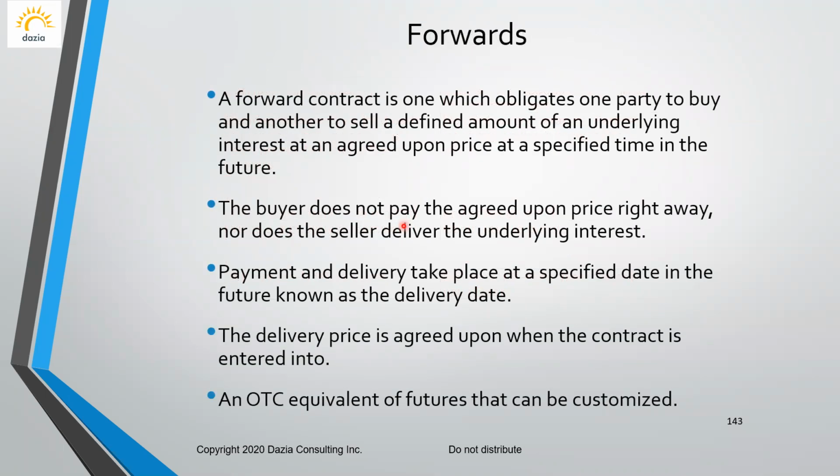So a forward, we said, is one where one party is obligated to buy and the other is obligated to sell a certain product. The buyer does not have to pay the agreed upon price right away, nor does the seller deliver the underlying interest. The delivery and the payment take place at a specified date in the future. This is known as the delivery date. And the delivery price is agreed upon when the contract is entered into.